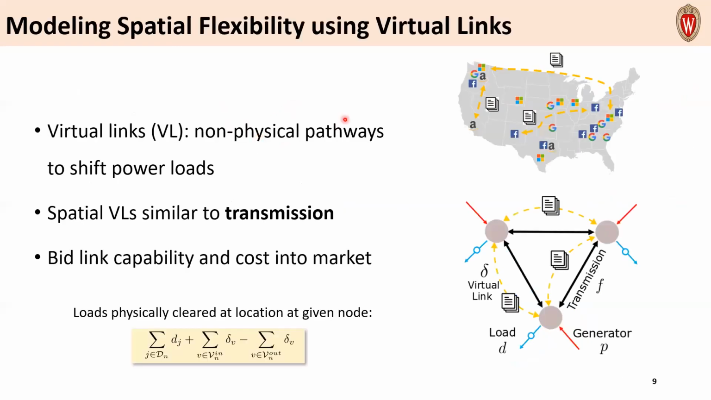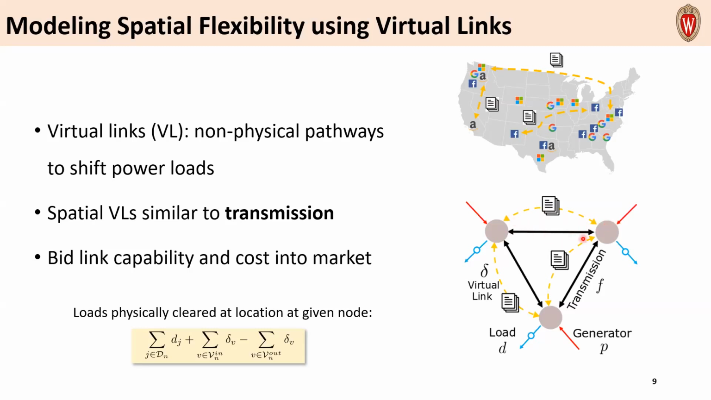So now I want to introduce the concept of virtual links. Virtual links represent the ability of non-physical load shifting that data centers are capable of. As you see, like these yellow dashed lines here, each virtual link connects two nodes to capture how computing loads flow between data centers that are attached at these two nodes.